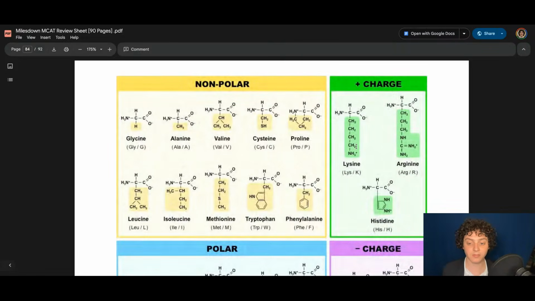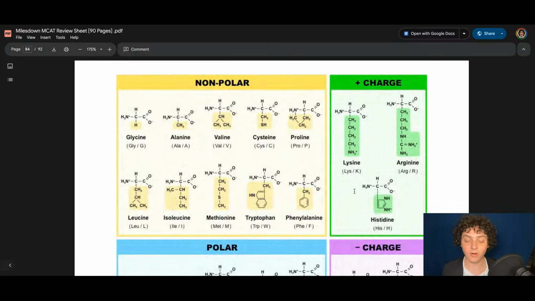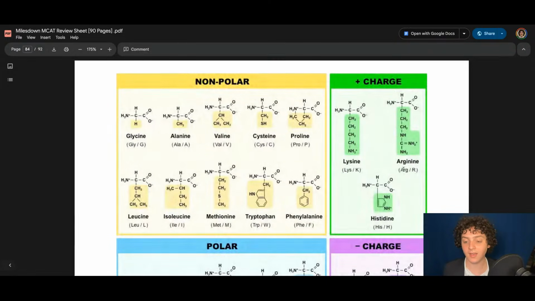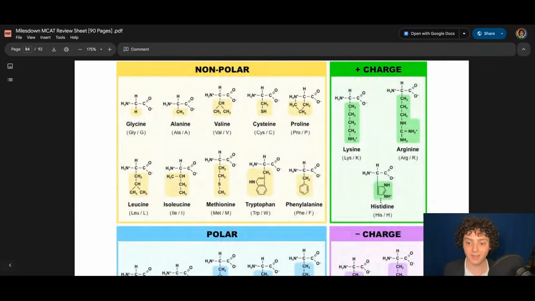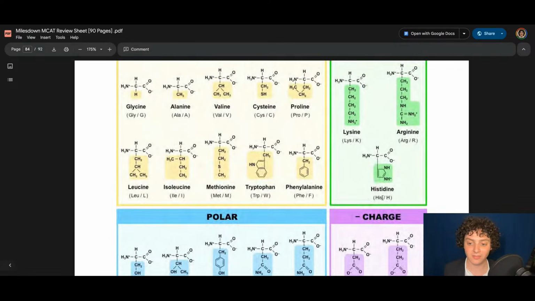Lysine has the 3-letter abbreviation LYS and the 1-letter abbreviation of K. Arginine has the 3-letter abbreviation ARG, and the 1-letter abbreviation of R. Histidine has the 3-letter abbreviation HIS and the 1-letter abbreviation H.